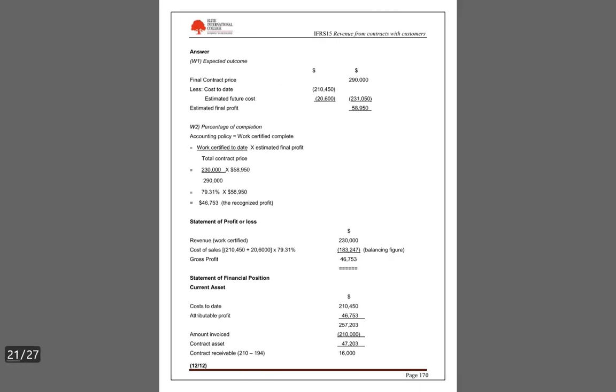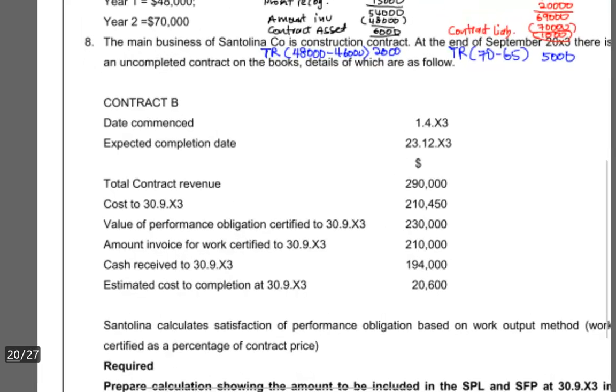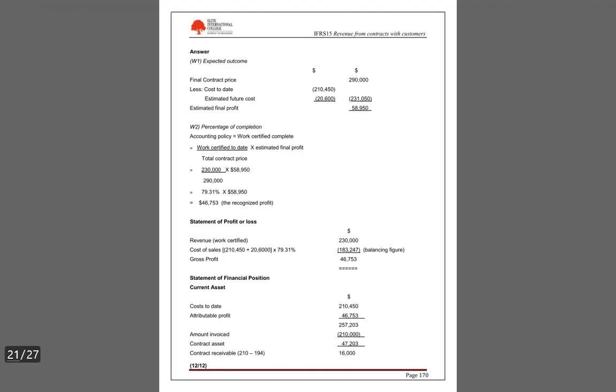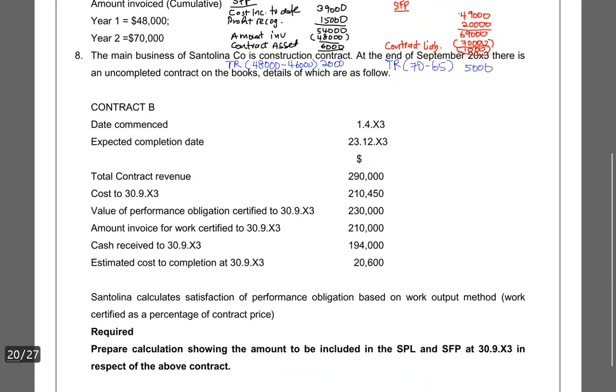Okay, now we audit answer number 8. Because the answer is provided, just a quick one. Go back, you must try. So the business of Santolina, same page, is construction contracts, the main business. At the end of September 20x3, there's an incomplete contract on the books, details of which are as follows.